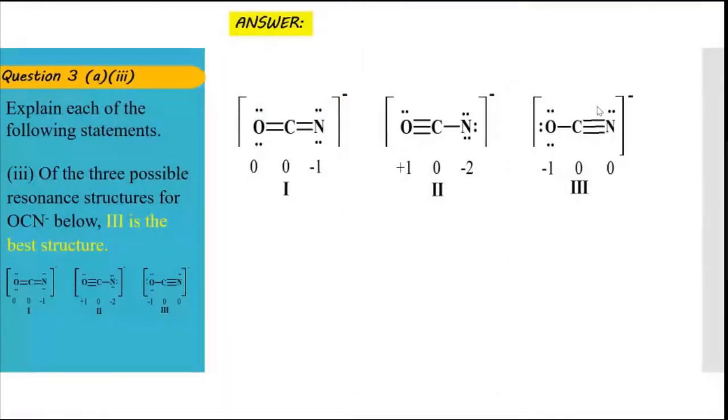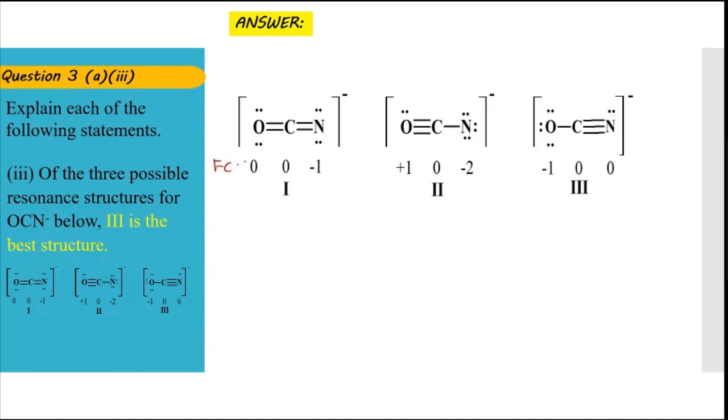Okay. Question 3A2. 3A3. Actually, in your question paper it's 3A2, but it's 3A3. As I said just now, the question that I've just discussed about the molecular shape is missing in your question paper. Okay, of the 3 possible resonance structures below, structure 3 is the best structure, this one. So explain each of the following statements. It looks like the formal charges, these are all formal charges, already shown in the question.